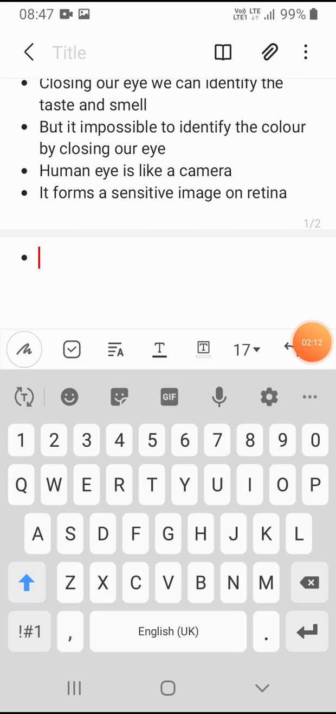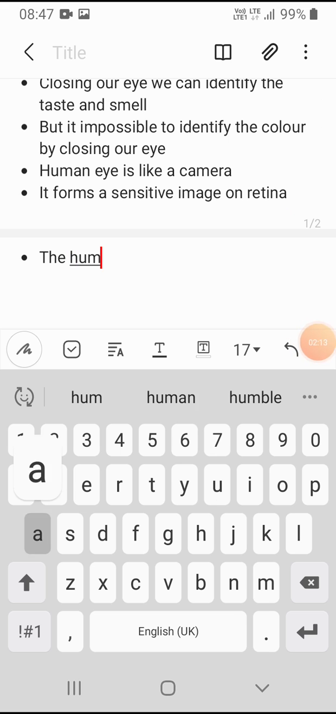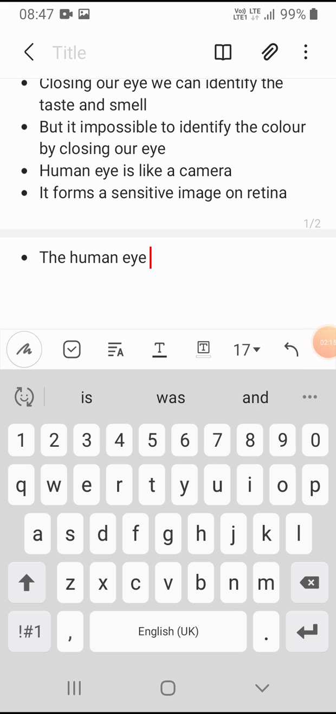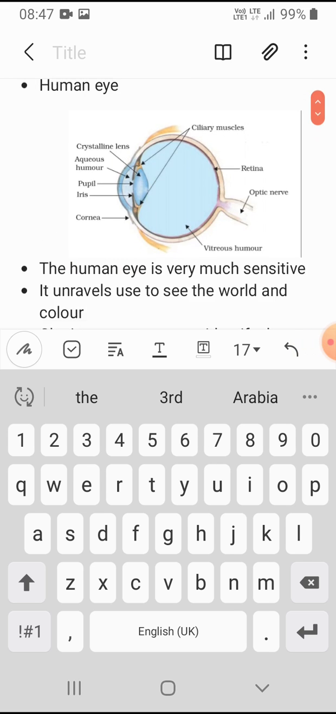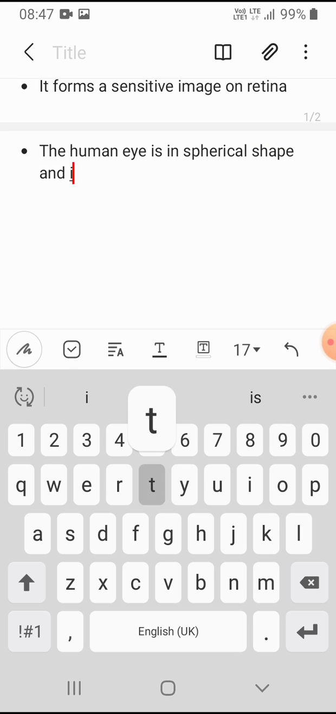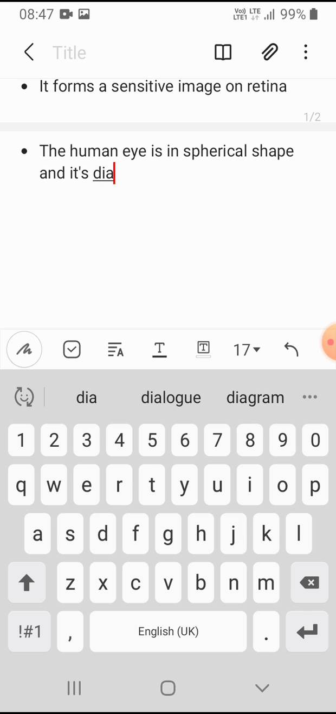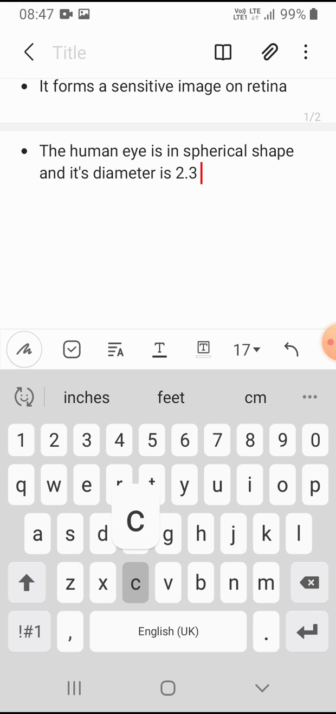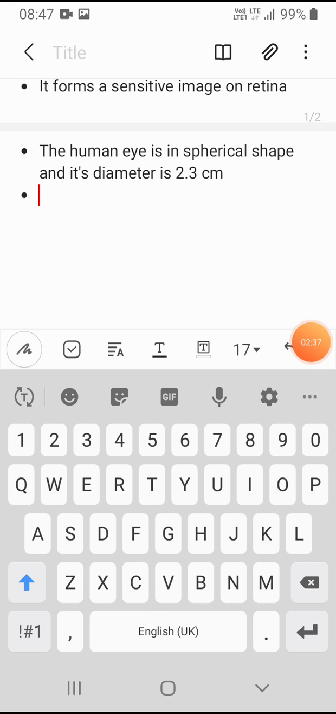And the human eye is spherical in shape. By seeing this, you can say it is spherical. Its diameter is 2.3 centimeter.